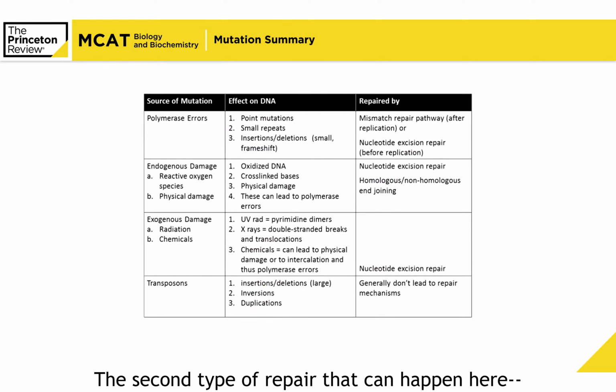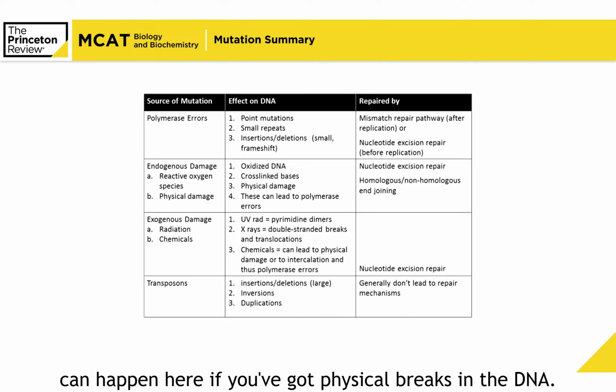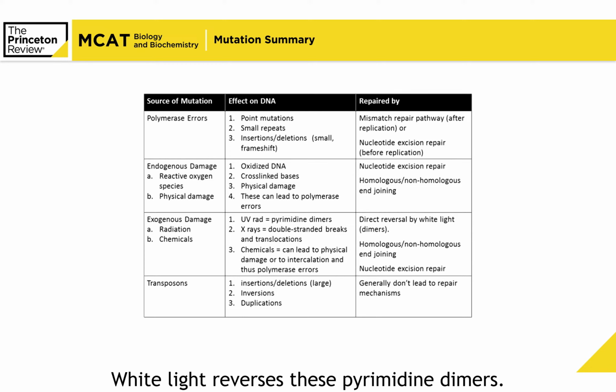Homologous and non-homologous end joining can happen here if you've got physical breaks in the DNA. It can also happen here for breaks caused by X-rays or chemicals. The dimers that are caused by UV radiation can often be reversed by simply exposing the DNA to visible light. White light reverses these pyrimidine dimers.